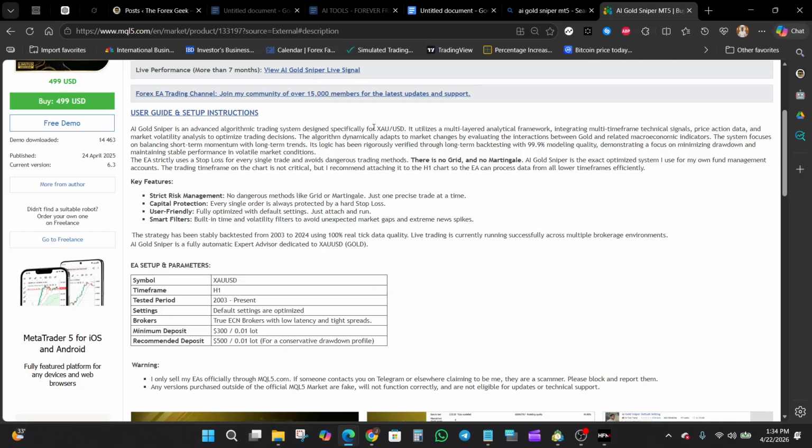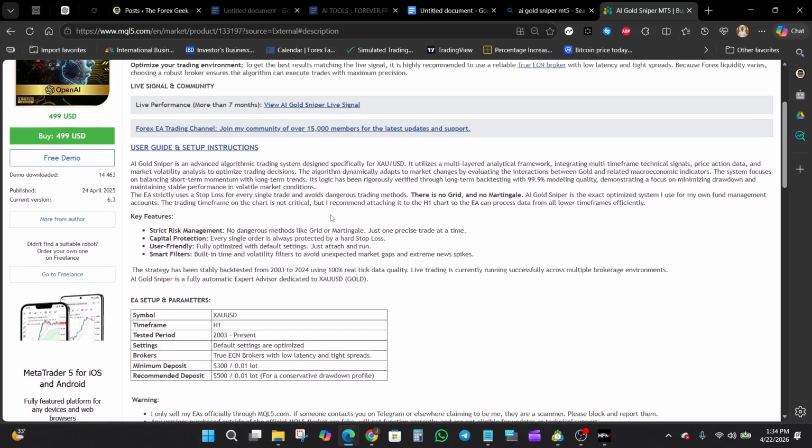Another important feature is the single trade execution approach. So instead of stacking positions like grid systems, this EA focuses on one trade at a time. That means lower exposure at any given moment, cleaner trade structure, but also fewer opportunities to recover from losing trades. So performance depends heavily on entry quality.